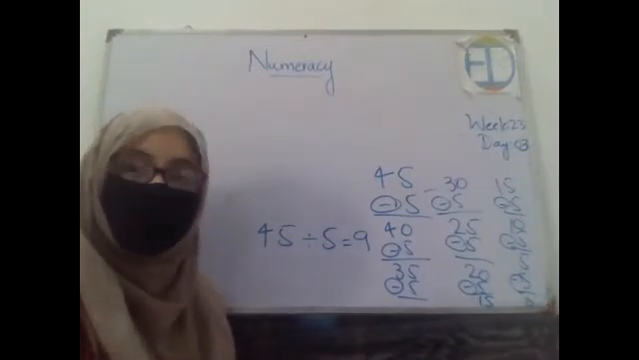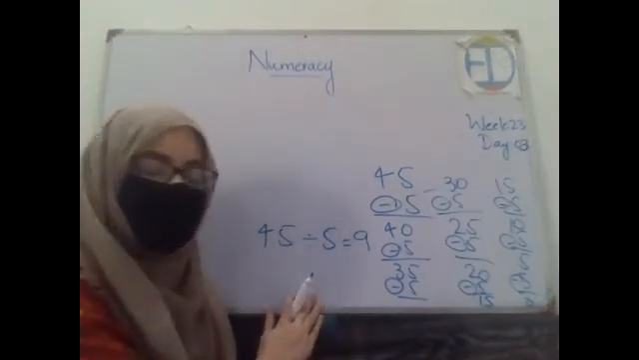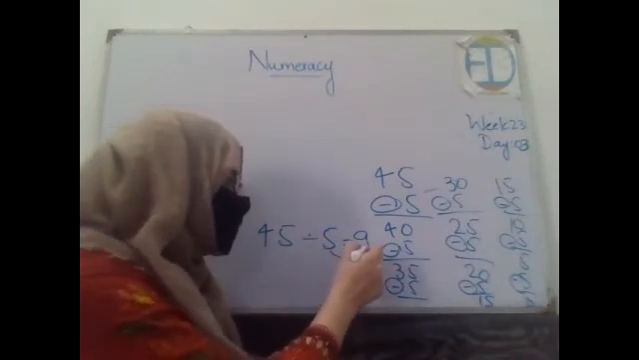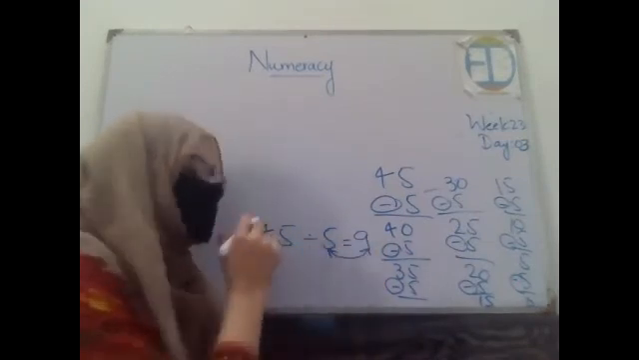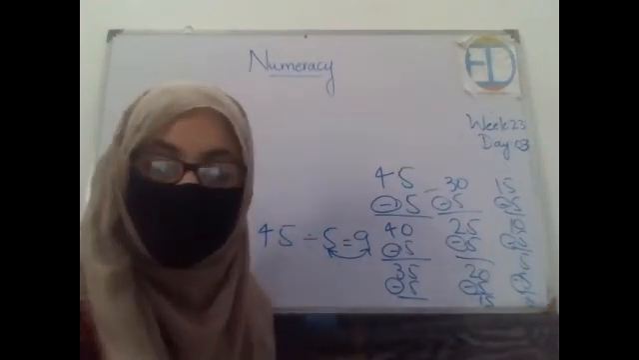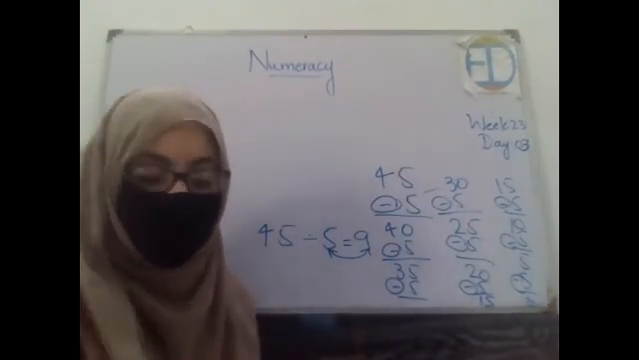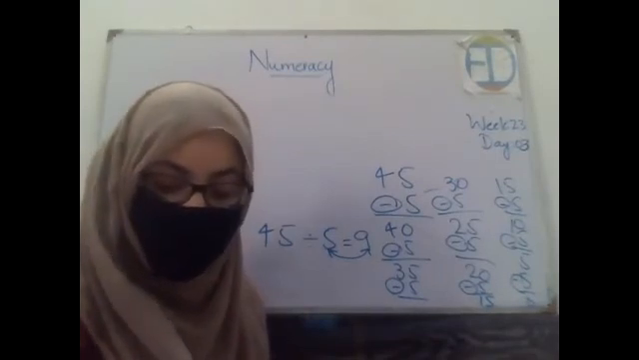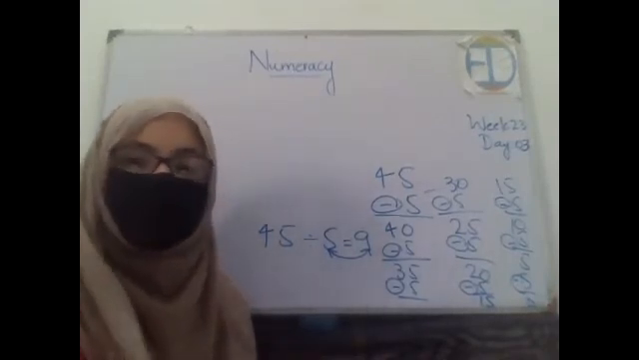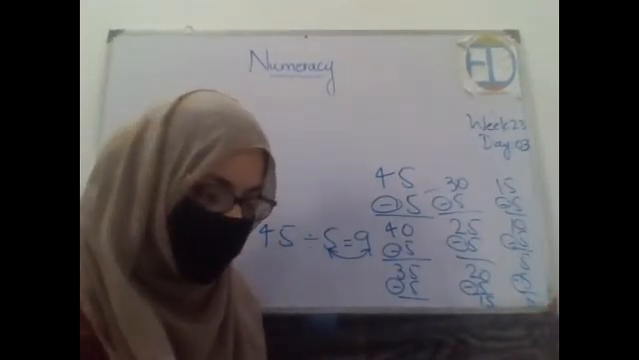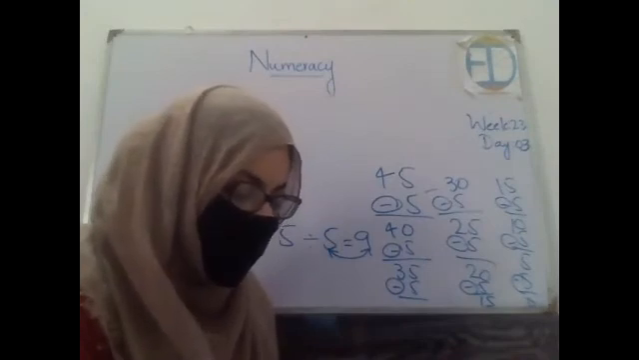Now, in order to recheck whether your answer is correct or not, you can multiply these two numbers with each other and see whether 5 times 9 is also equal to 45. This would be a recheck and this will give you a guarantee that what you have done is correct. You can multiply these numbers and you can get the answer as a result of it, right? Let's solve one more.